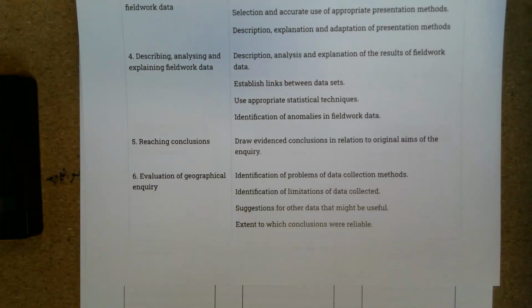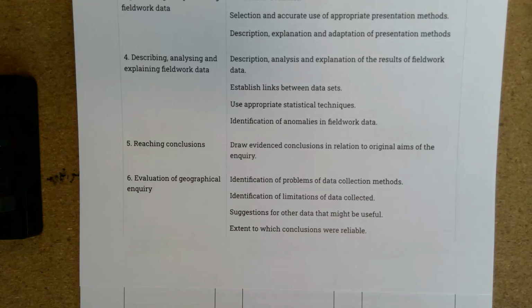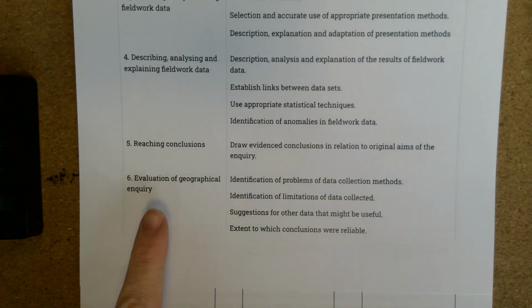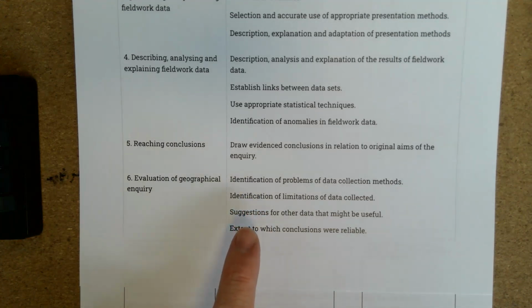Section 5 involves reaching conclusions, drawing those evidence conclusions in relation to the original aims of the inquiry. Are students able to answer the key question in relation to that inquiry? And finally, at number 6, an evaluation of the geographical inquiry. Identifying problems with data collection, limitations of the data that's being collected, suggestions for other data that may be useful, and the extent to which conclusions were reliable.